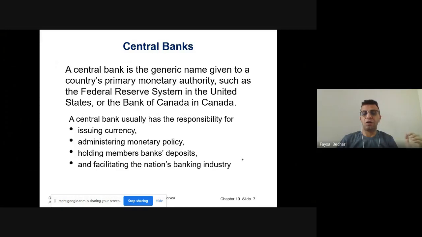A central bank usually has the responsibility for issuing currencies, administrating monetary policies, because we talked about fiscal policy and monetary policy, so they are administrating it, holding member banks' deposits. So as we said, it's a bank for all the banks, and facilitating the nation's banking industry, setting the laws, the rules, the regulations, how other banks are supposed to work.